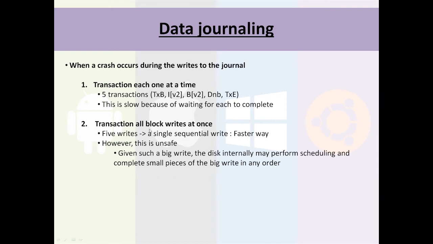Ideally, we would like to issue all 5 block writes at once, which is this option number 2, as this would turn 5 writes into a single sequential write, which is a lot faster. However, this is also unsafe because given such a big write, the disk may internally perform some scheduling and complete small pieces of the big write in any order. So again, this write could occur in any order, which is also an issue in terms of crash consistency. So either way, we've got a little bit of an issue here. So how do we get around this problem of maybe a crash occurring while we're trying to do that journaling step?